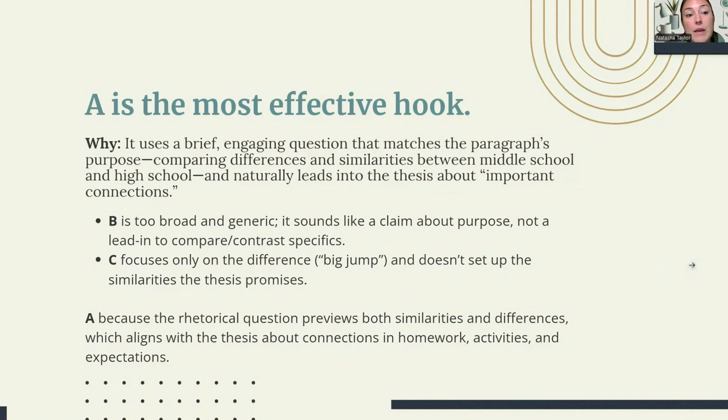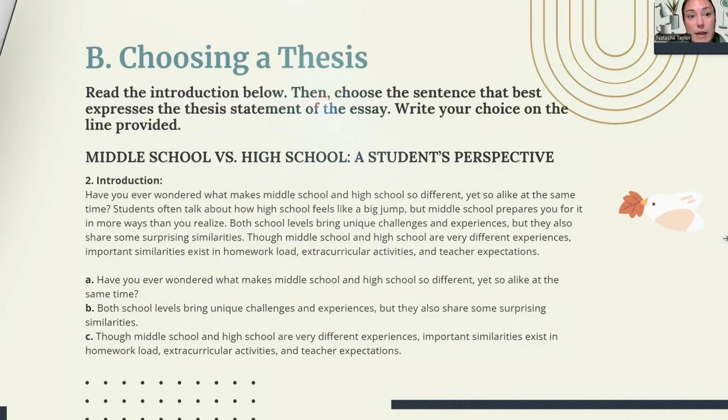And in C, the reason why it doesn't work is because it focuses only on the difference, the big jump, and it doesn't set up the similarities and thesis promise. It doesn't get us ready for it. It only focuses on just the difference, and that wouldn't work in some cases with thesis statements. So we don't want to do that, okay? Because the rhetorical question previews both similarities and differences, which aligns with the thesis about connections in homework, activities, and expectations.